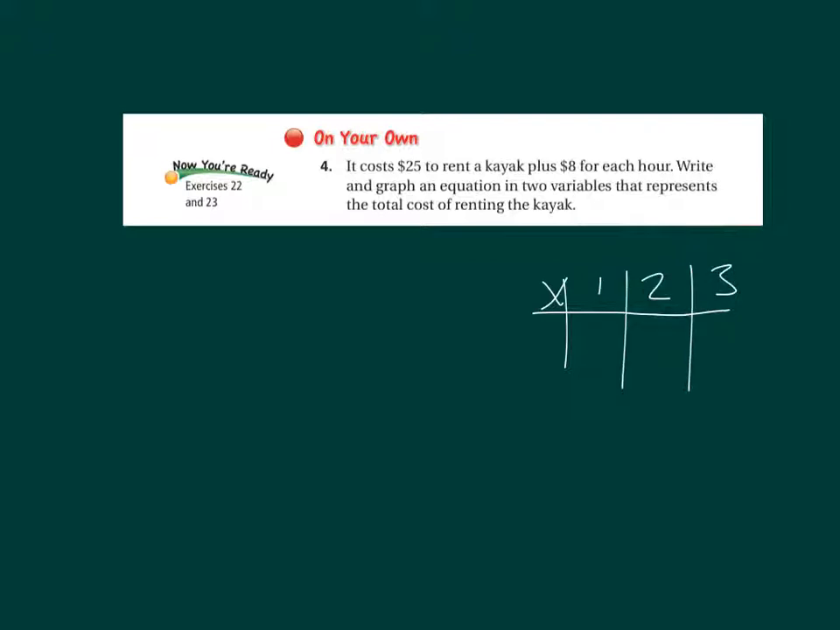So let's say we're going to rent a kayak for up to 3 hours. Before you can fill out this table, you need to write me a function. Once you write the function, I'll kind of show you what a graph would look like for it, but go ahead and try to fill out this table.